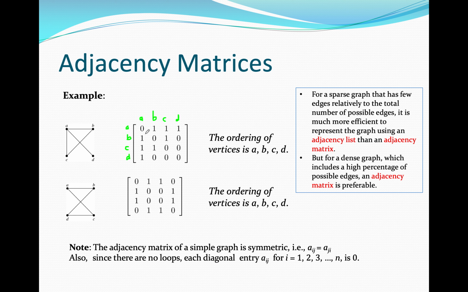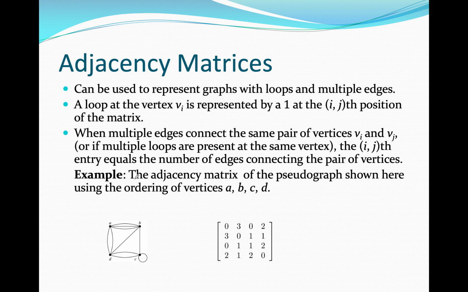Now we see again from A to B has 1. B doesn't have a loop, so 0. What about C to B? C to B, yes, it has, 1. What about B to D? B to D, no, so we say it as 0. So, alright, these are the two examples you can see here. For the adjacency matrices, they can be used to represent graphs with loops and multiple edges.